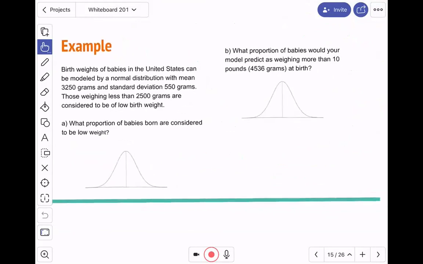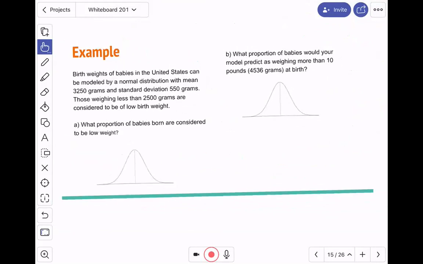Y'all go ahead and try this example, please. All right, I'll give you time to work on this. Go ahead and try it.